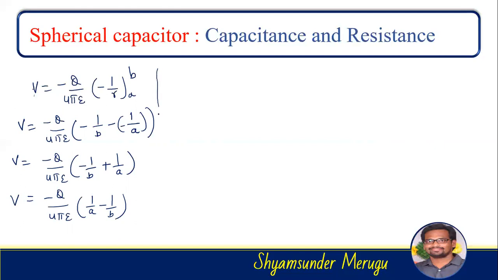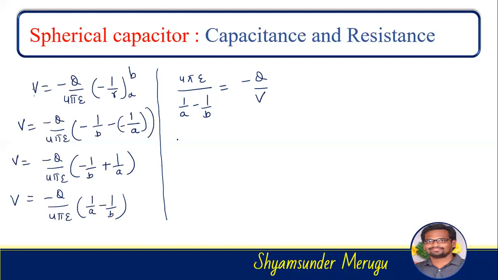So after getting V, we have to take this V towards the right side in the denominator, keeping the q there itself, and the remaining terms taking to the left side. Then we get 4 pi epsilon by 1 by A minus 1 by B equal to minus of q by V.